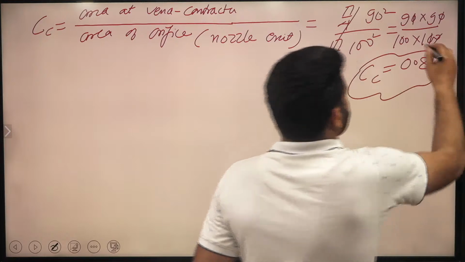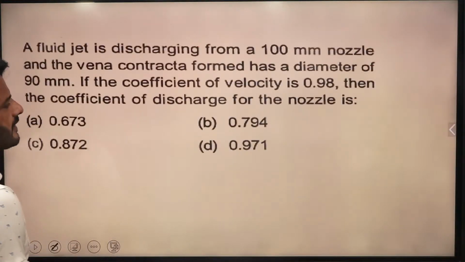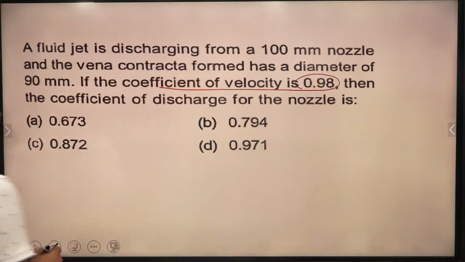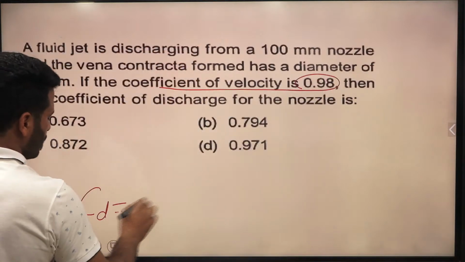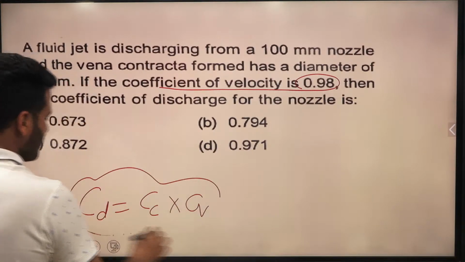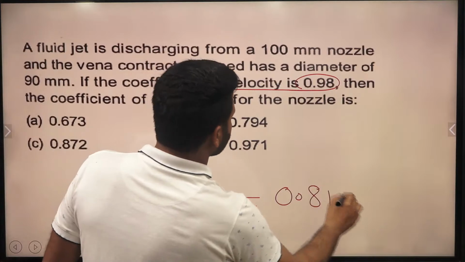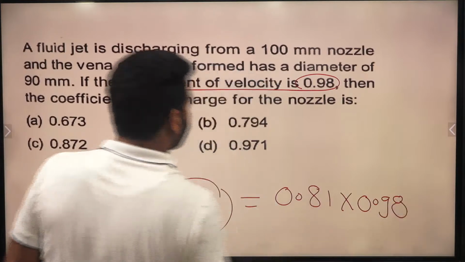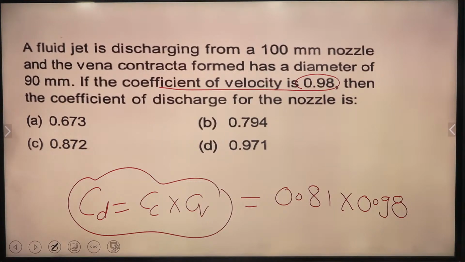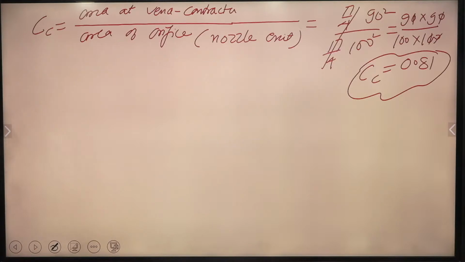So 0.81 is your Cc. Cc we got here is 0.81, and in the question Cv, the coefficient of velocity, is given as 0.98. He is asking about the coefficient of discharge, which equals Cc into Cv. So just multiply Cc 0.81 with Cv given to us, 0.98. Let me know the answer. What is the answer, guys? 0.7938. Then option B is your answer. Option B is the answer. Very good. So here's the next question.